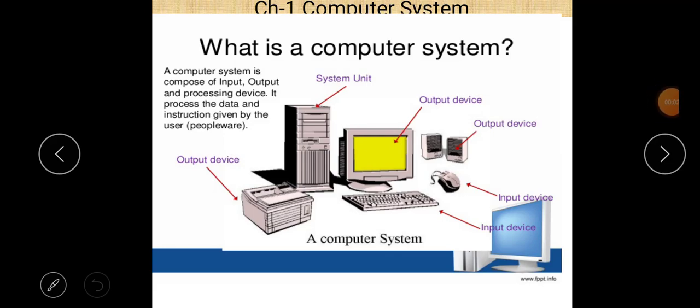Good morning, students. Today our topic is computer system, and in this lecture we are going to discuss computer system. So let's start. This is unit 1, as you know. So what is a computer system?